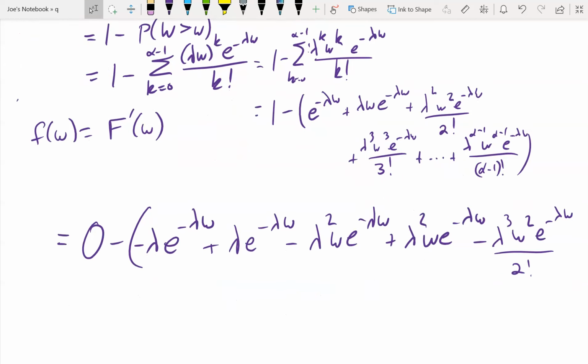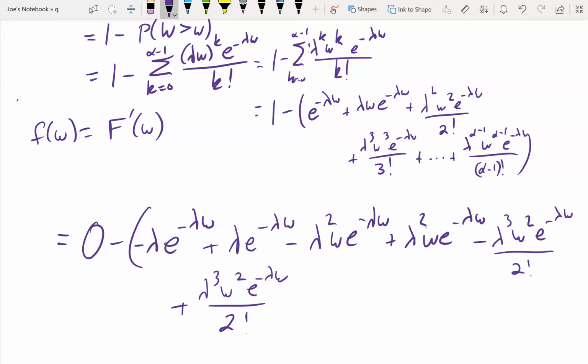Now let's do the third one. Or fourth one, I guess. This one here. What do we get there? Positive lambda cubed w squared e to the negative lambda w over 2 factorial. Okay. And then where do we have 2 factorial on the bottom? What happens there? The 3 cancels out. Good. When I take the derivative of the w cubed, the 3 comes down and cancels off the first one off the factorial, right? Okay. So I'm left with 2 factorial on the bottom.